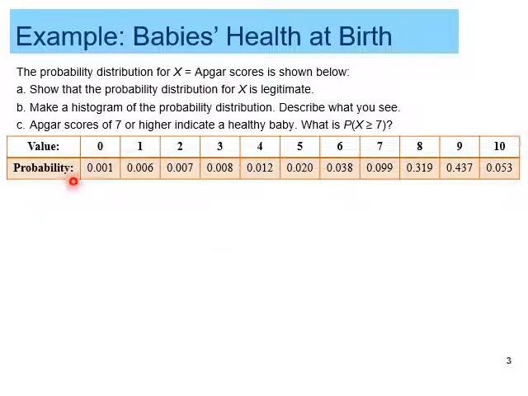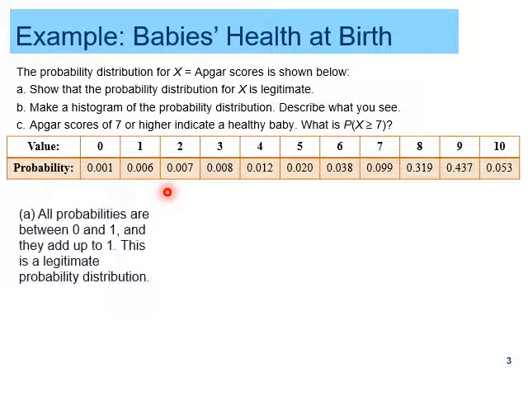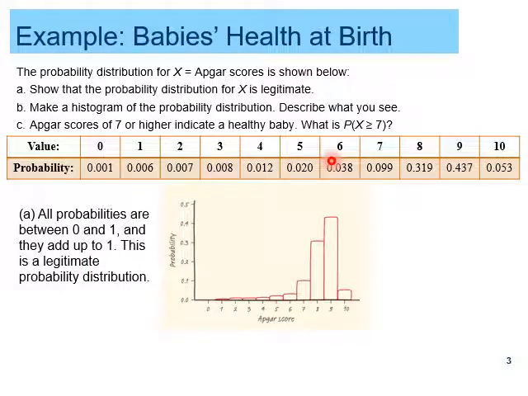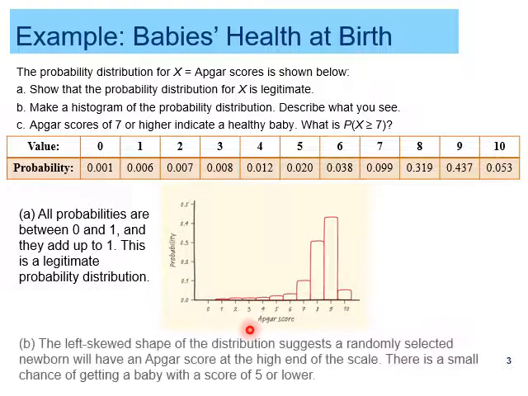First we have to show the probability distribution of x is legitimate. For that, all the probabilities must be between 0 and 1, and they must add up to 1. These all are between 0 and 1, and they add up to 1, so this is a legitimate probability distribution. Then we make a histogram of the probability distribution.